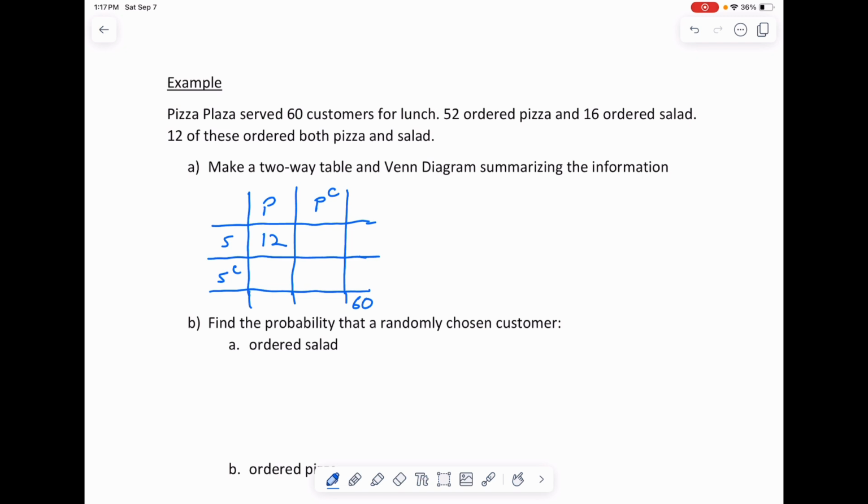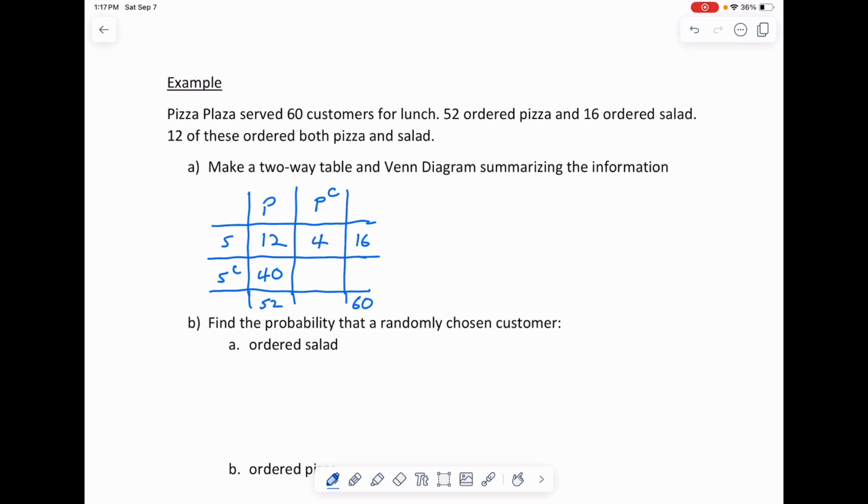If 52 total people ordered pizza, this total column has to be 52. If 12 did both, that leaves 40 who ordered pizza only, but not salad. 12 plus 40 is 52. Likewise, 16 people ordered salad in total. Now, some of them may have ordered pizza, some of them may have not, but 16 people ordered a salad. So again, if 12 of those people ordered a pizza, that leaves 4 people who didn't order anything.